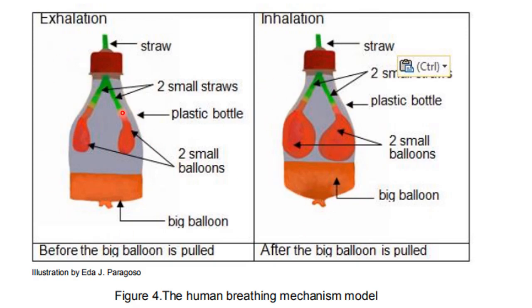So when we exhale, our diaphragm is relaxed, and when we inhale, it expands. So it expands and contracts. Let me show you a real diagram of how the lungs breathe in and breathe out air. Let's go.